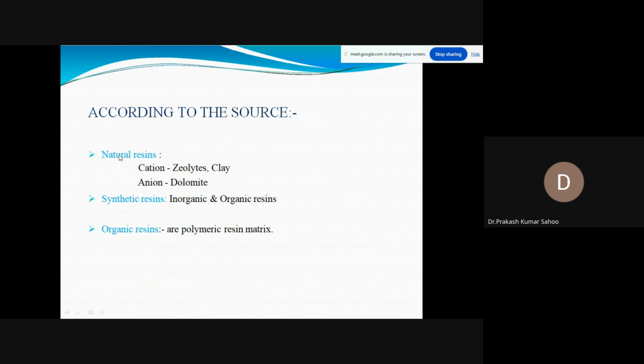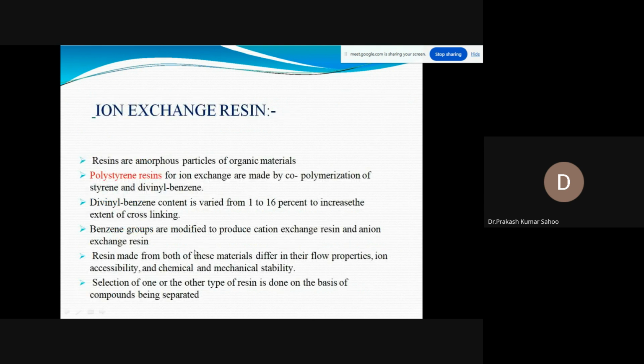If the source is natural, then it will be treated as a natural resin. And under cation, we have zeolites of clay, and under anion, we have dolomites. Then synthetic resin will be of two types, inorganic and organic. And under organic resin, we have some polymeric resin matrices as well. So these are the manufacturing materials by which the resin of our desired separation may be manufactured. So resins are amorphous particles of organic materials.